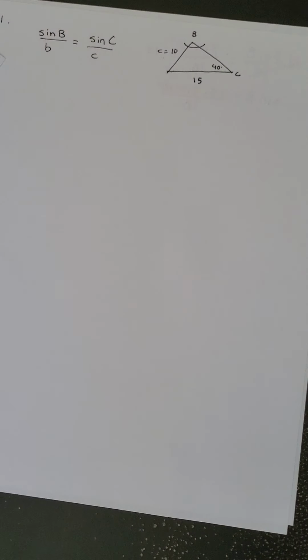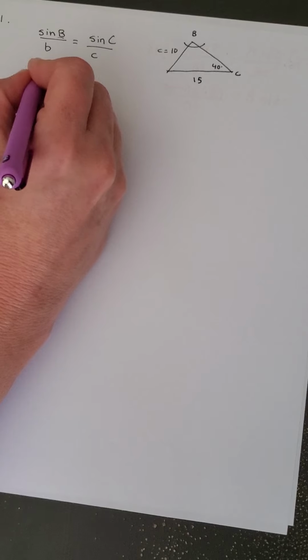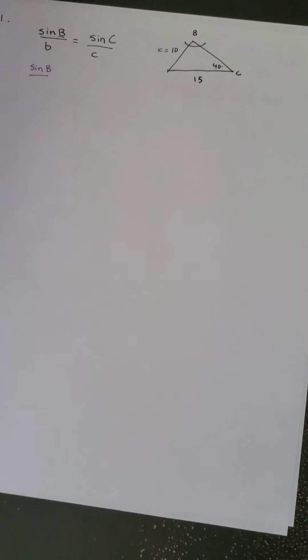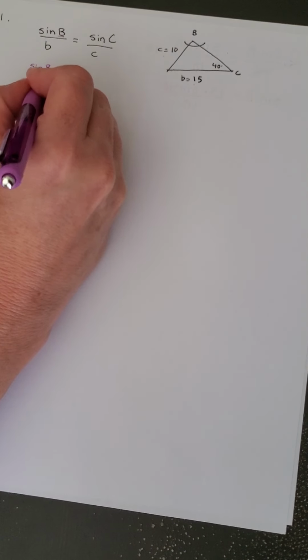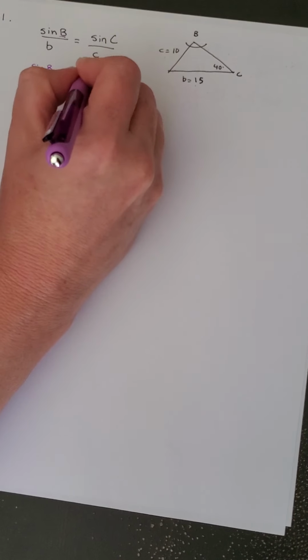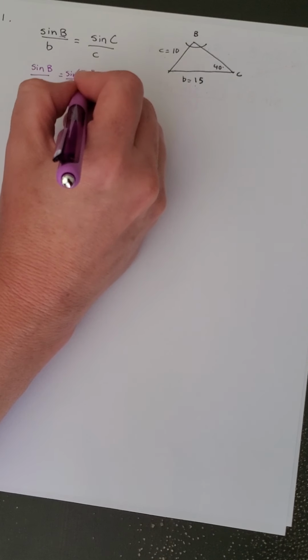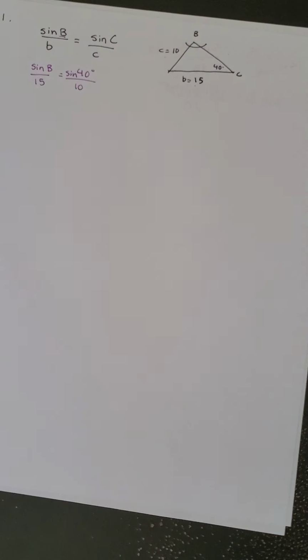All right, so I'm going to plug in what I need. Sine B is what I don't know, but lowercase b, the side length, is 15. And sine C is 40, so sine 40 over side c, which is 10. We're going to go ahead and solve for sine B.